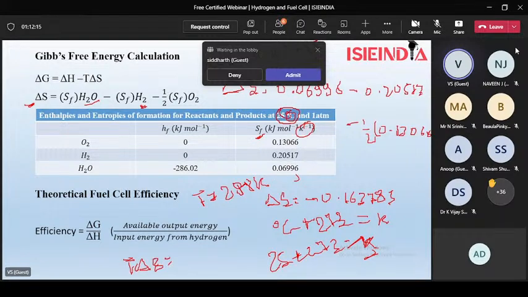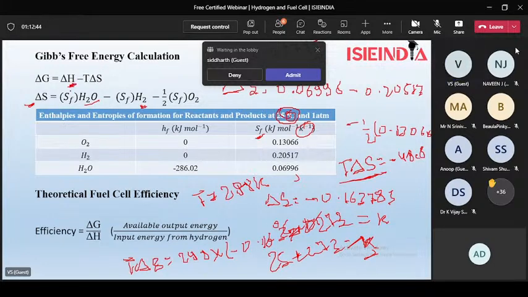what was the del S value? It was minus, so 298 into minus 0.163785. So T del S we will get is minus 48.80. So we calculated the value of T del S and we have the value of del H. So now we can calculate the Gibbs free energy.